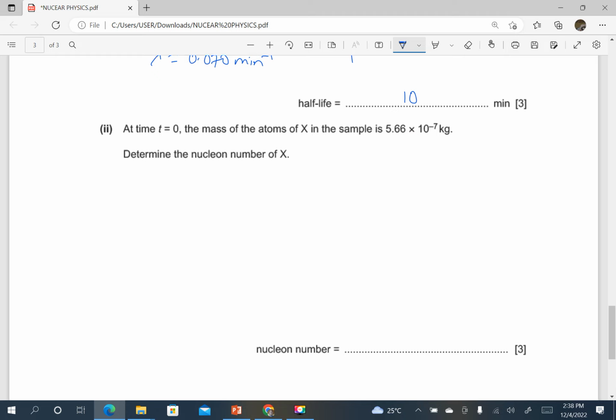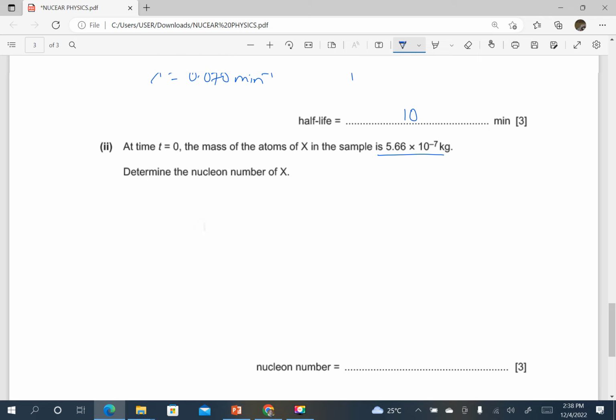Then at time t equals 0, this is the last question, the mass of the atoms of X in the sample is 5.66 times 10 power negative 7 kilograms. Determine the nucleon number of X.